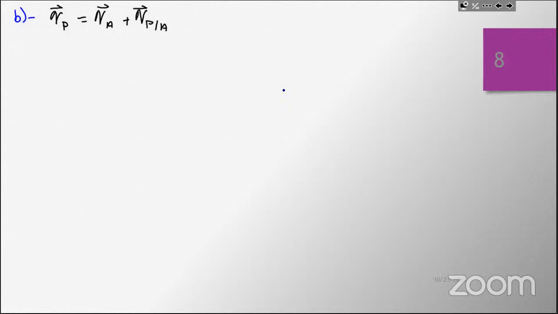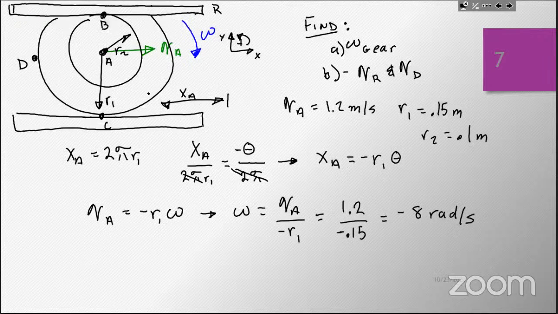V of P with respect to A. So in our case, we need to find the velocity at point R and the velocity of point D. We can use this equation. We're going to use this equation in a second. First, let's start with point R, the velocity of the rack, right?